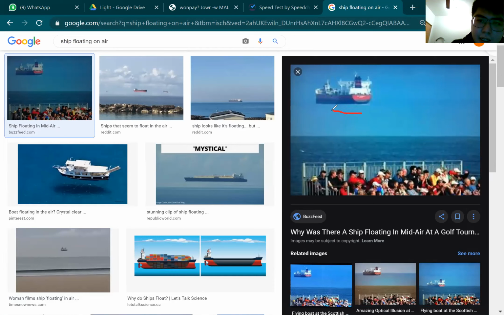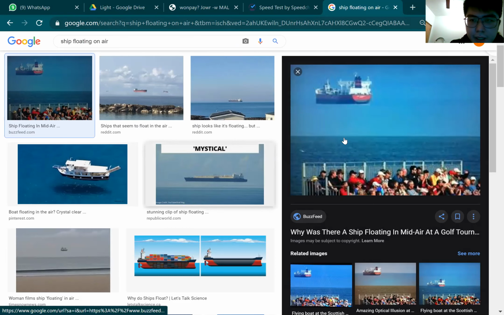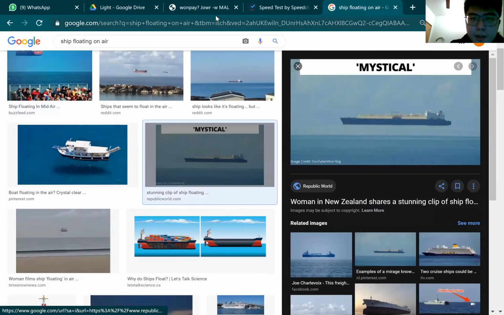So you see it looks like the ship is flying up. Actually it is an image. The ship is at the horizon somewhere here. So what you see here is the image, but it looks very real. It looks very shocking actually. This is because of total internal reflection. It is because of total internal reflection. This one is also the same.